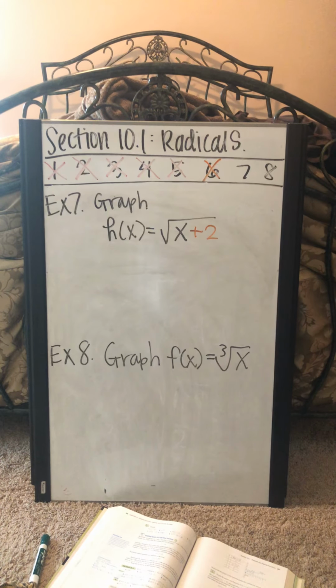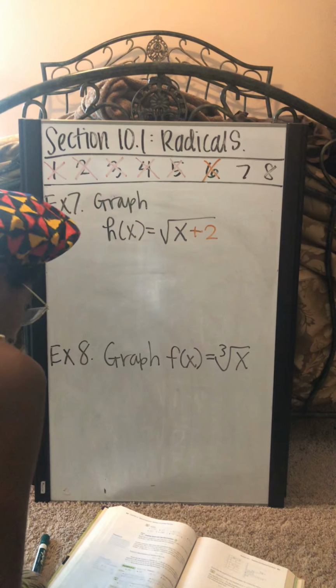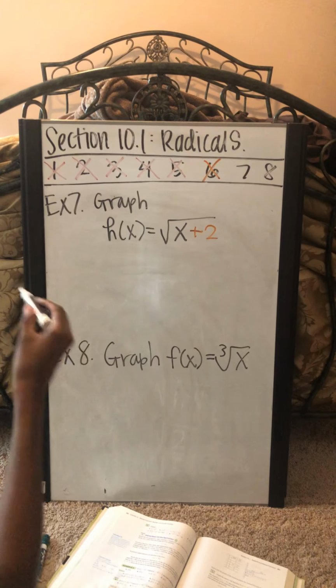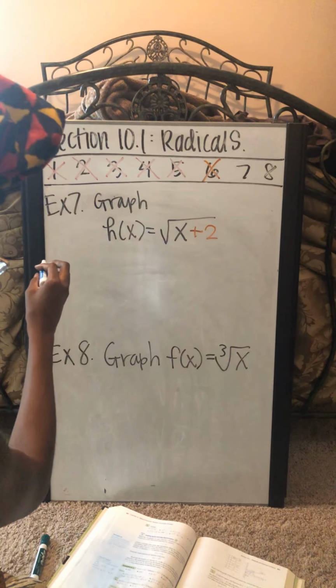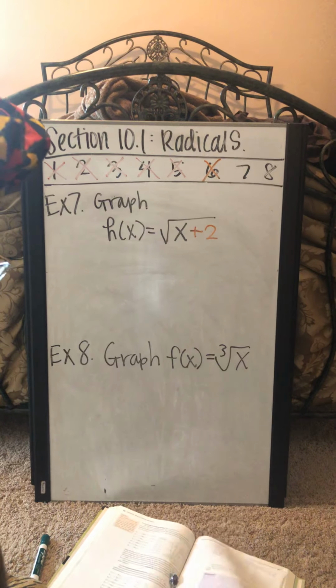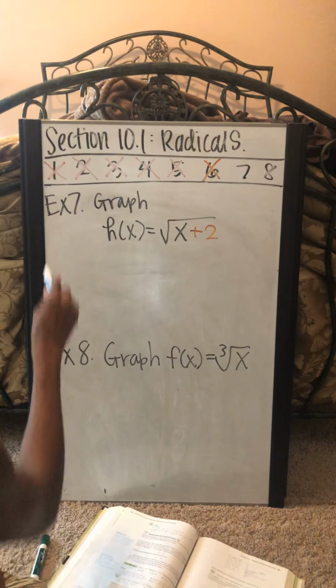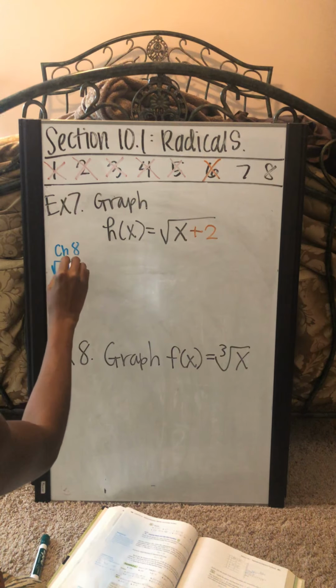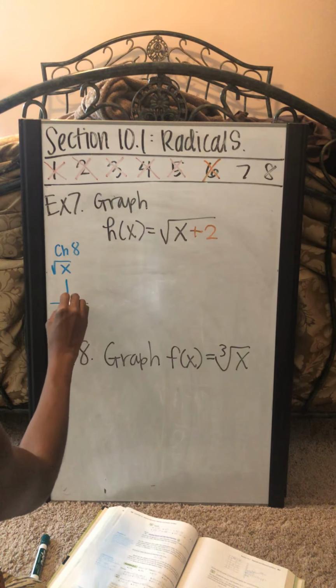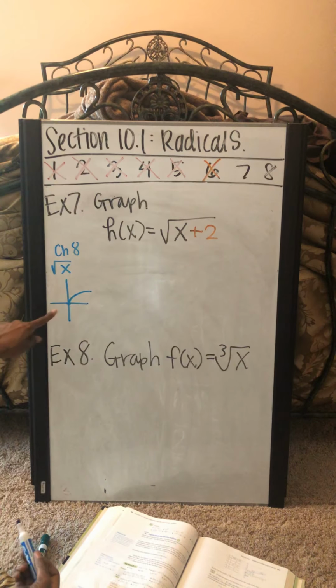Okay, so for example 7 and 8, I'm doing them at the same time. For example 7, we've actually already talked about how to graph the square root of x from chapter 8. It was one of our common graphs. So from chapter 8, we know that the square root of x graph looks like this. It starts at 0, 0, and it makes like a half of a rainbow, okay?